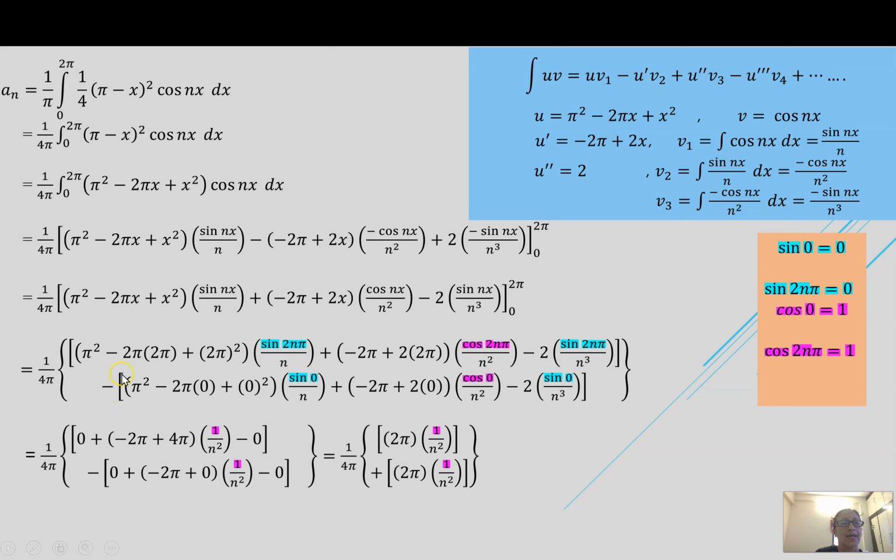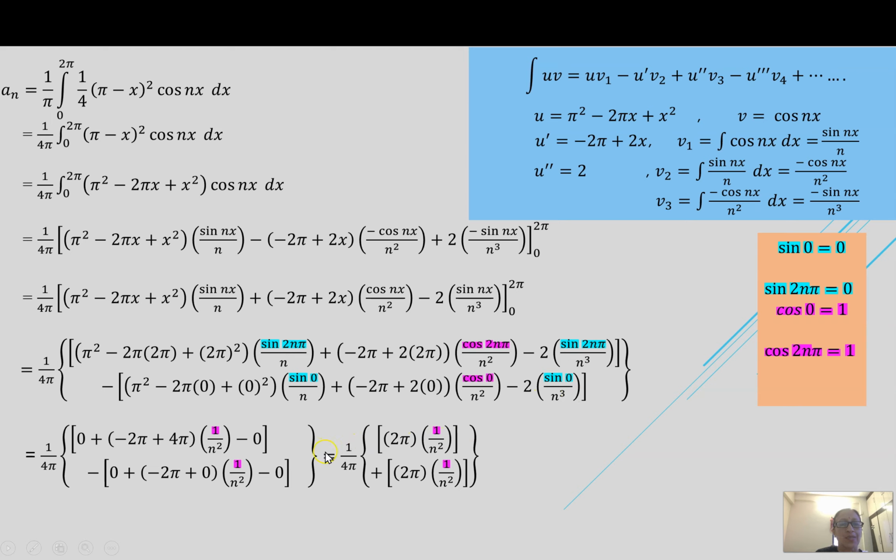So here in the first bracket, the value of sin 2nπ is 0, so this whole term becomes 0. First term is 0. Plus (−2π + 4π) into 1 by n². Minus, even this sin term becomes 0. Minus, here in the second square bracket, π², here sin 0, the value of sin 0 is 0, so the first term becomes 0. 0 plus (−2π + 0) into 1 by n² minus 0.